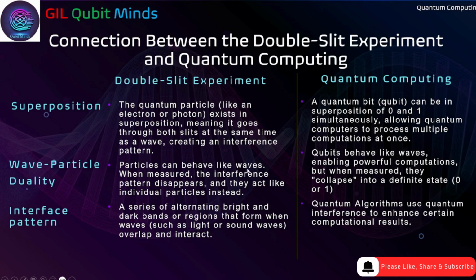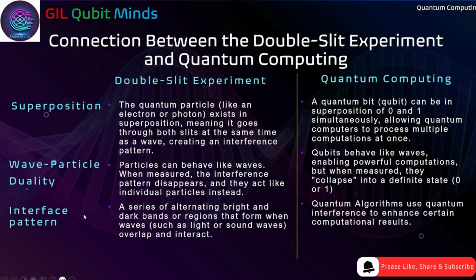The particles behave like a wave initially. When measured, the interference pattern disappears. Now the wave pattern has disappeared, and they act like individual particles instead. In quantum computing it is also the same. It behaves like a wave, enabling the power of computation. When measured, they collapse into a definite state, 0 or 1. It is a classical bit.